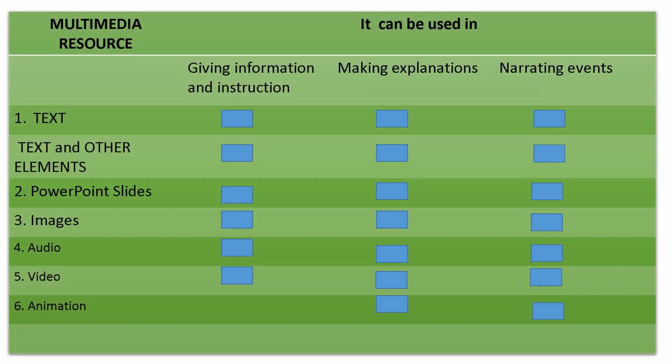As you see in the table, there are different multimedia resources and their uses. Text, text with other elements, PowerPoint slides, images, audio, and video are multimedia resources that can be used in giving information and instructions, making explanations, and narrating events as well. But animation is the multimedia resource that can only be used in making explanations and narrating events, but not to give information and instruction.